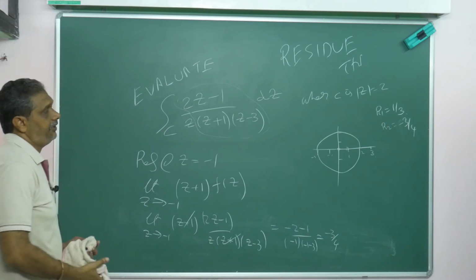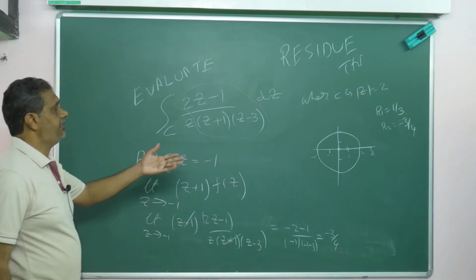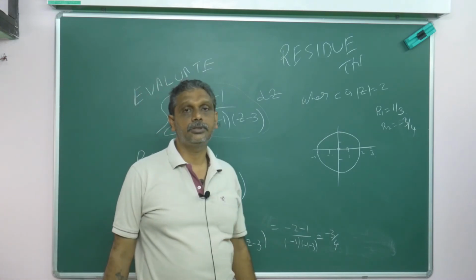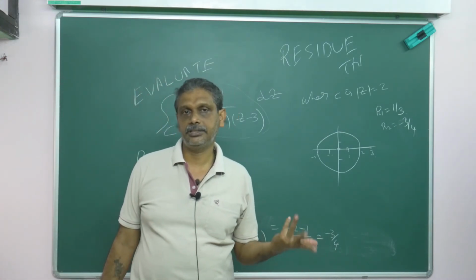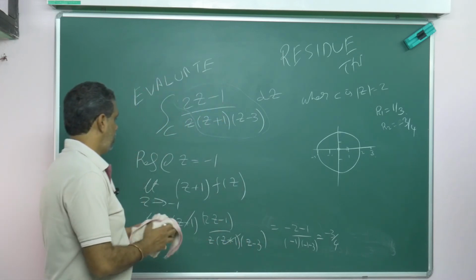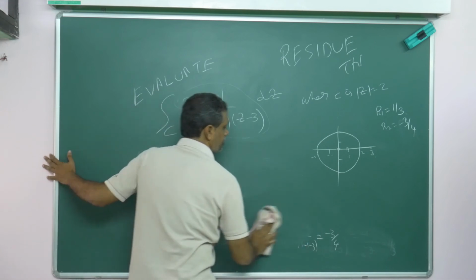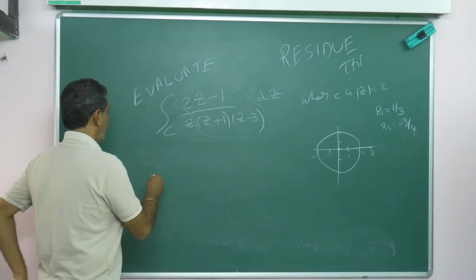So I don't want to find the residue at z equal to 3. Why? The pole is outside, so the integral value becomes 0. I don't need to find it. Now how will I write it? By using Cauchy's residue theorem.